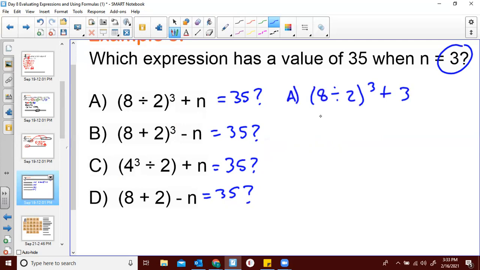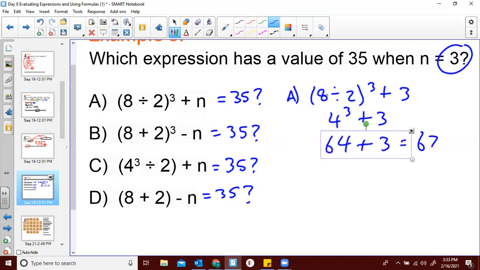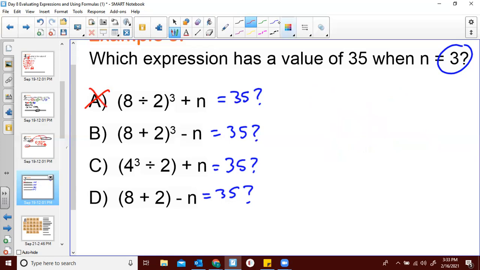Well, parentheses first. So 8 divided by 2 is going to be 4. That's cubed plus 3. Then we need to do our exponent. And 4 cubed is going to be 64 plus 3, which is 67. So I can tell you that A is not going to be the answer. All right, so let's try B.